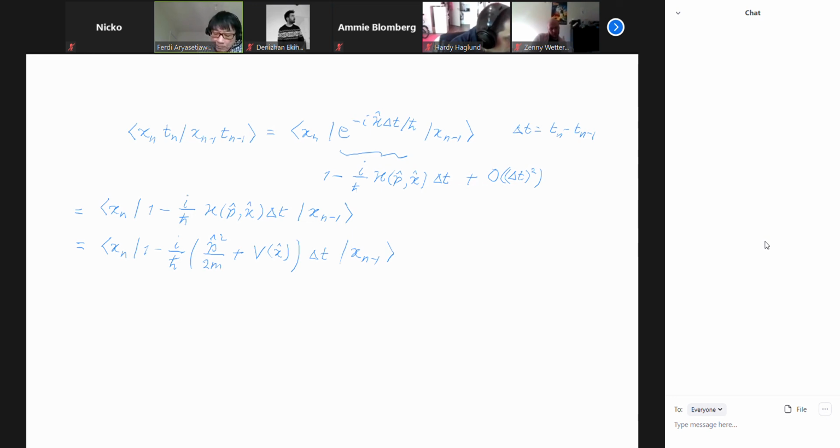Now, xn and xn minus 1 are eigenvectors of the x operator. So we can just replace this one here with either xn or xn minus 1, depending on whether we act to the left or to the right. And the problem is how to compute the matrix elements of this momentum squared, p squared, because xn and xn minus 1 are not the eigenstates of the momentum operator.